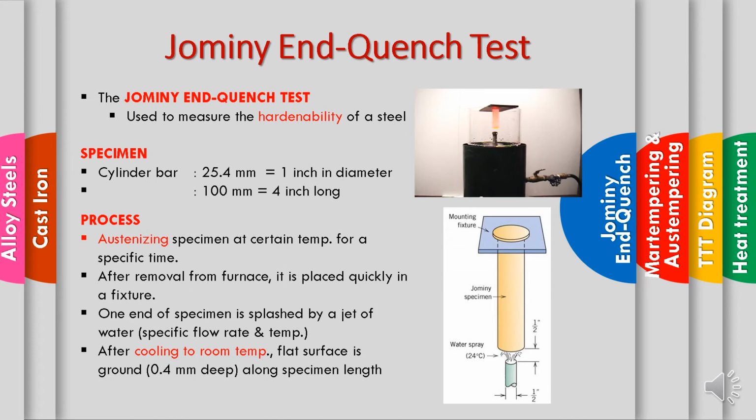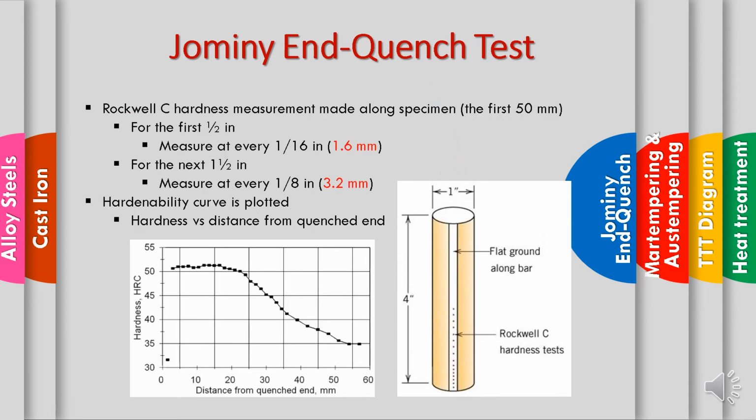The end of the specimen is splashed by a jet of water at a temperature and flow rate that determine the specific value. And then after cooling to room temperature, a flat surface is ground at a certain depth along the specimen length. Okay, later we will see. So the specimen is basically round in cylinder, and then it will be made something like this. Okay, and start to do the hardness test.